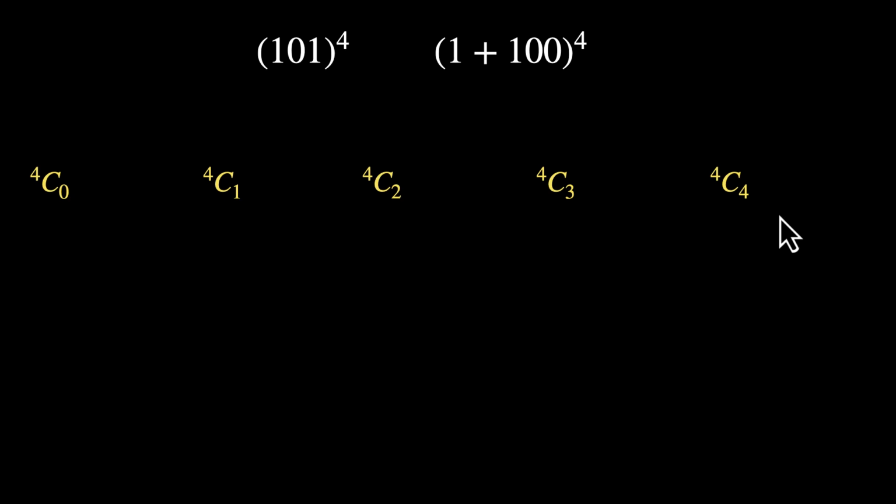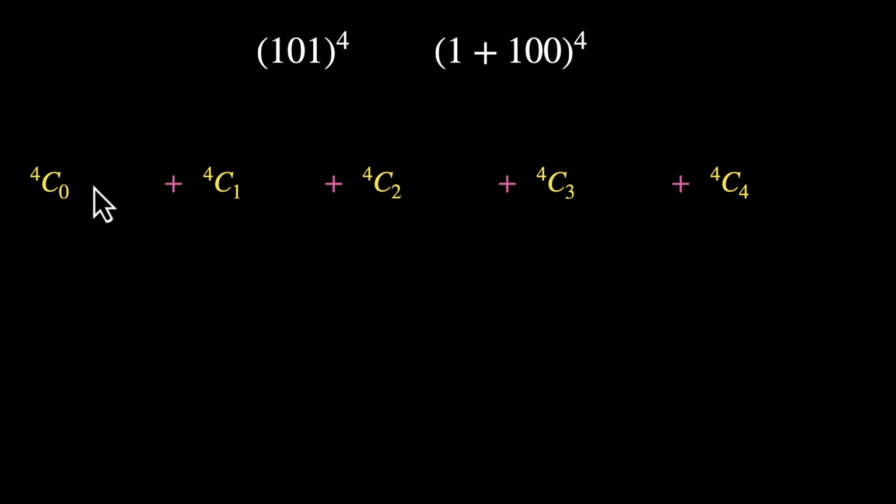Because we're dealing with binomials, it's better to break this apart into two parts. 101 can be neatly broken down into 1 plus 100. (1 plus 100) to the power 4 is very similar to (1 plus x) to the power n. We can use that to expand this. So let's do that. Here n is 4, so we can first write down the coefficients. We have 4C0, 4C1, 4C2, 4C3 and 4C4. And because there's a plus sign here, all the coefficients are added: plus, plus, plus, plus.